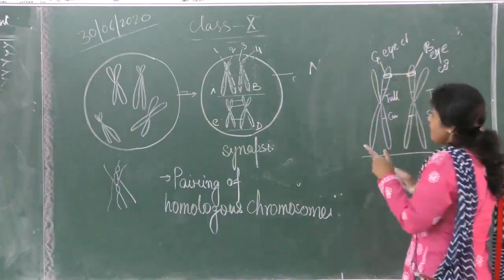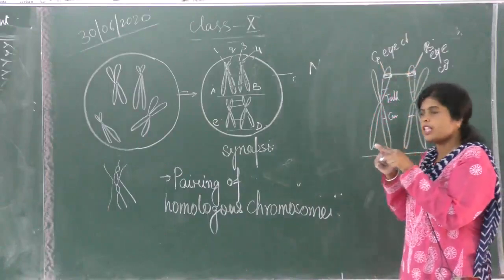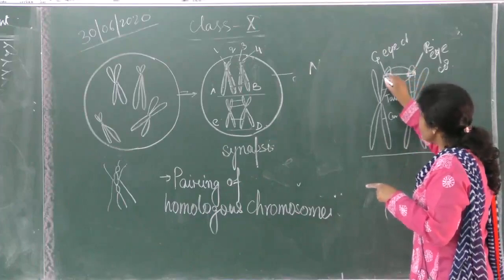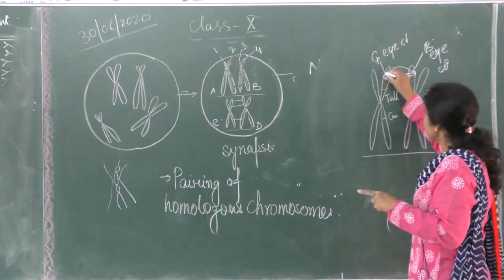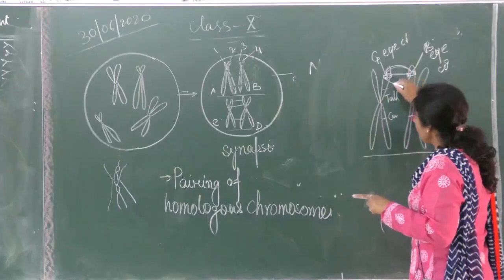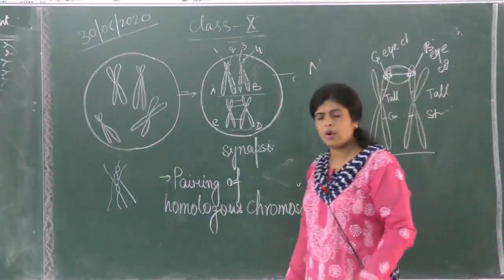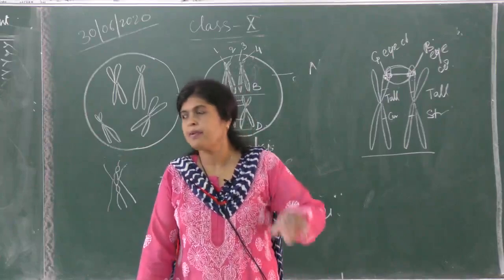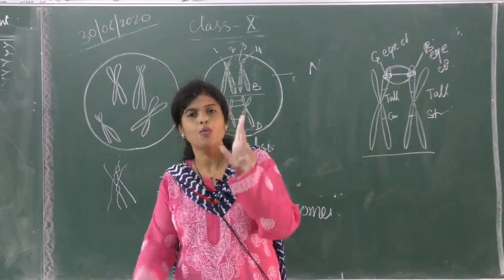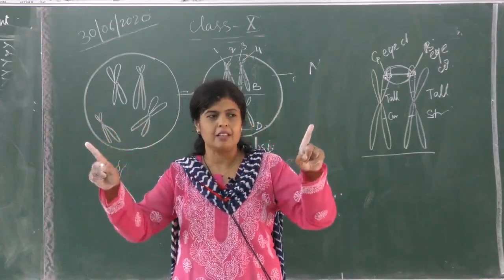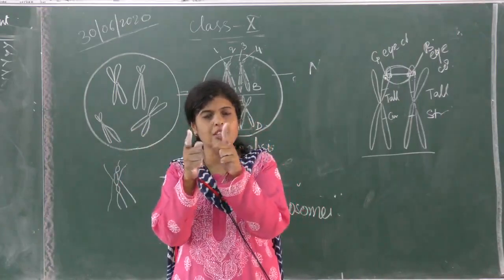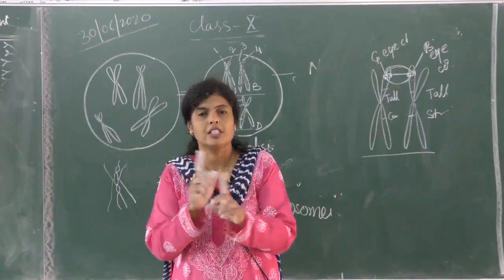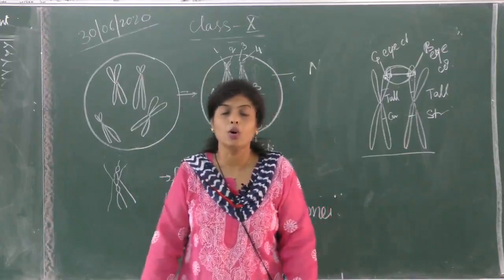But there is a variation. Now whichever genes come in contact with each other, that gene breaks and it is exchanged. That means green eye color comes to this and the blue eye color comes to this. Is it clear? And we call this process crossing over. So some genes between the maternal and paternal homologous chromosomes come in contact, and are exchanged. Is it clear? And this process is known as crossing over.